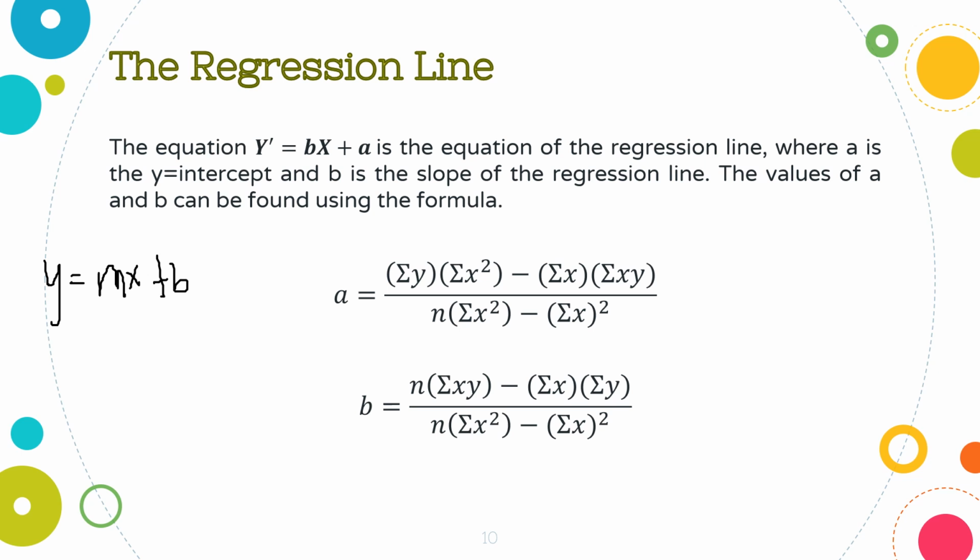So the value of our a is the summation of y times the summation of the x squared minus summation of x times summation of xy all over n times the summation of x squared minus the square of the summation of x. And b is equal to n times the summation of xy minus summation of x times summation of y all over n. So same lang sila ng denominator. So wherein n here is the number of our entry, kung ilan yung entry natin. So please remember the formula for getting the value of a and b.